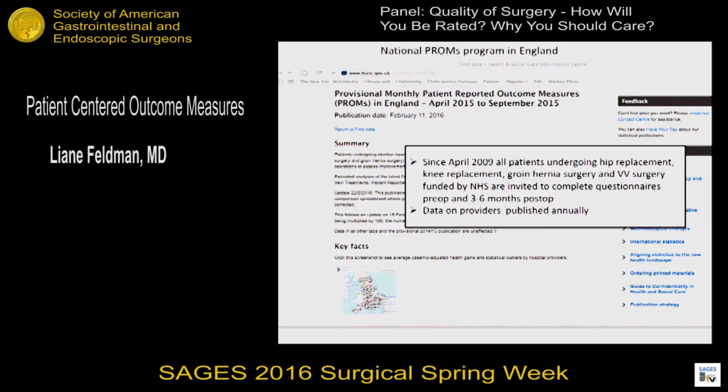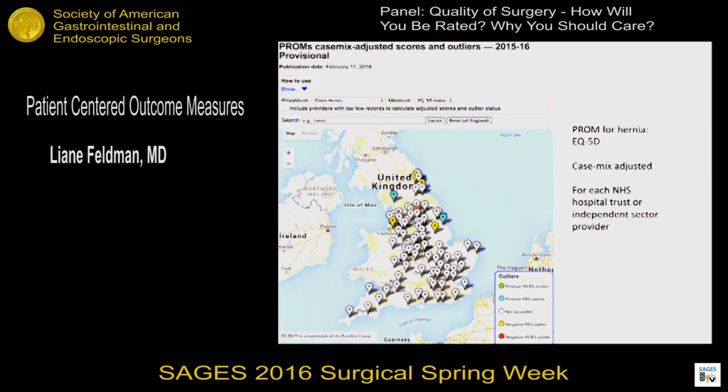And on this webpage is public reporting of all of these patient-reported outcomes for all providers. And if you go, I took the one for hernia, and you click down on this picture, and what you get is a map of England, and you can do groin hernia or knee or hip arthroplasty or varicose vein. And the PROM they used for hernia was the EQ5D, which is a utility. You get a score between minus 0.11 and 1. That's what I mean by it's hard to get a handle on what these scores mean. But they're case mix adjusted, and then you can see different hospitals basically.